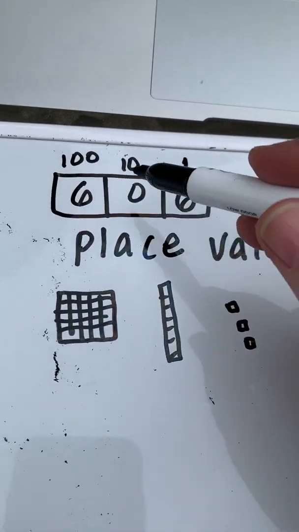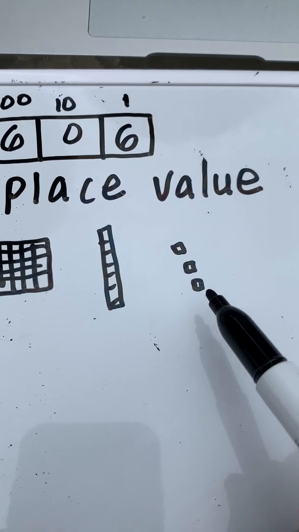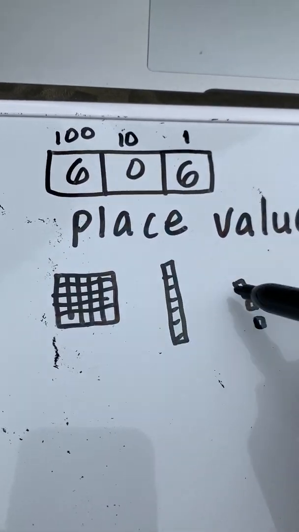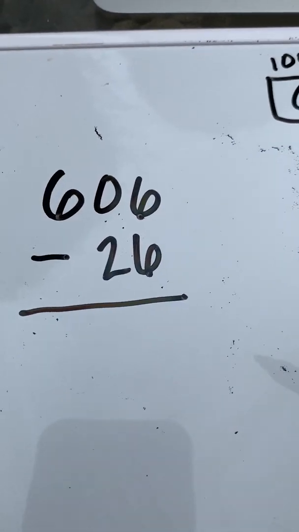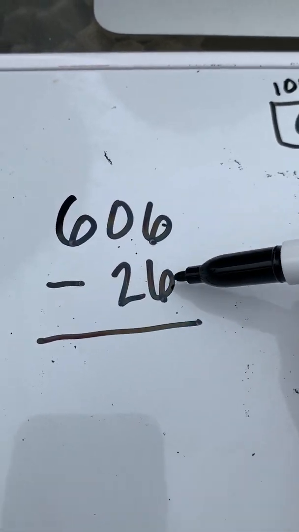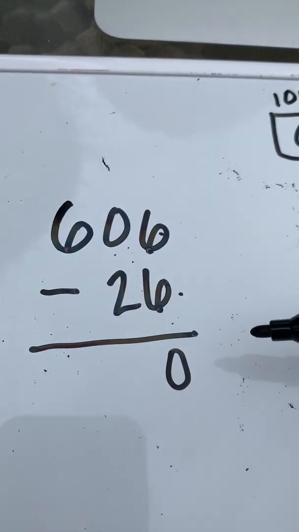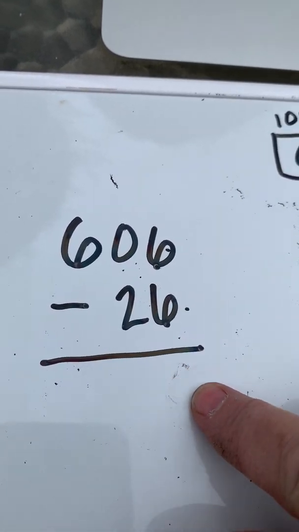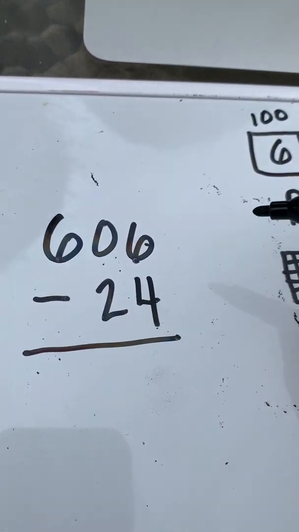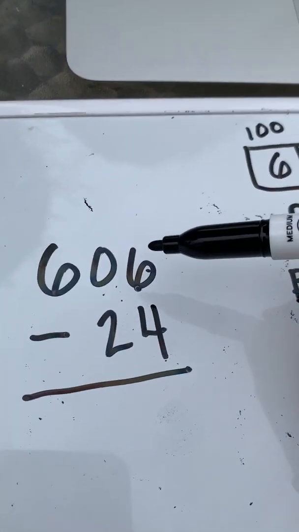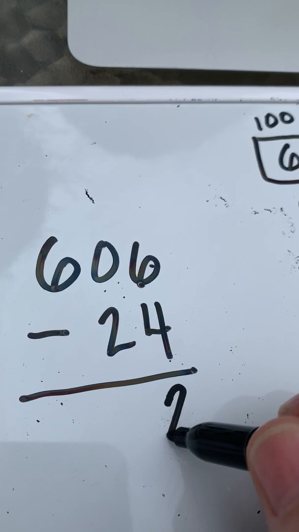So how would I show this in picture? I'd have 6 of these and 6 ones. But I wouldn't have any of these because it says 0 tens. So when I go to subtract, 6 minus 6 is 0. I can do that. I don't think that was your number, Cody. I feel like there was a 4 here, but I hope I'm giving you the idea. So 6 minus 4 is 2.